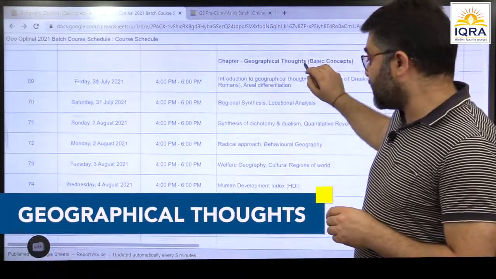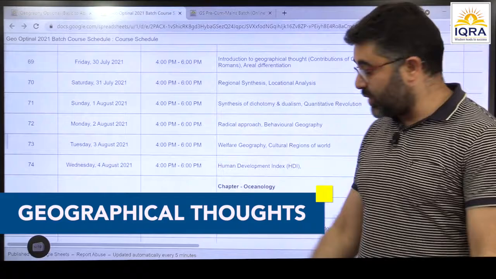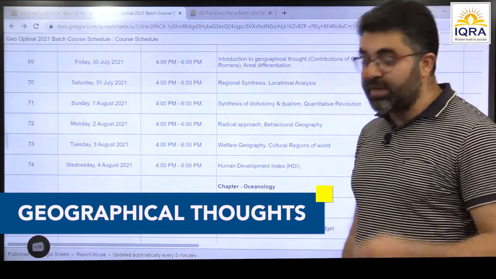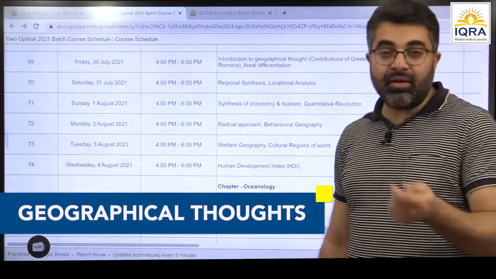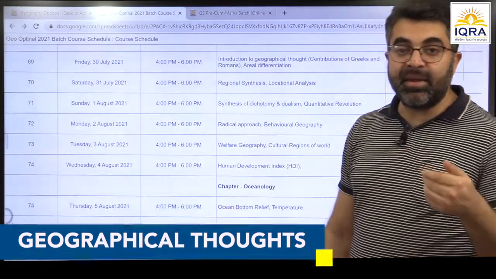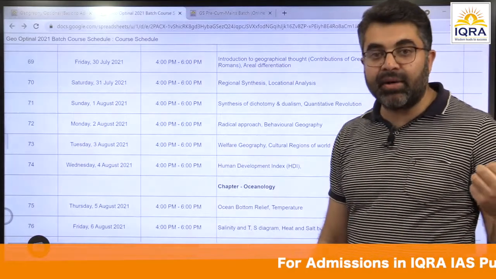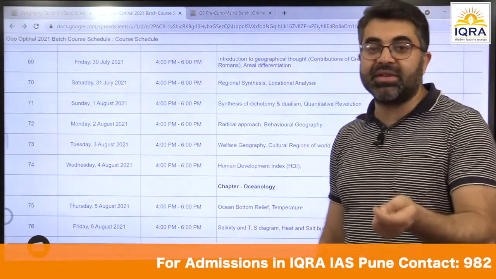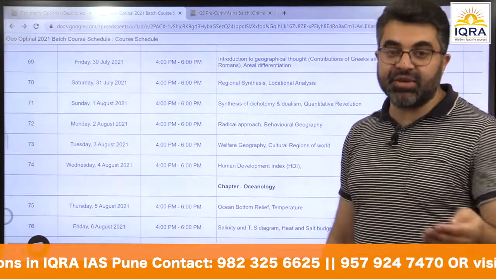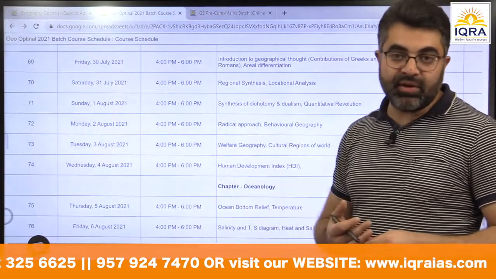Then will be followed by geographical thoughts, the most important topic of your geography. I'm sure a lot of people would be hoping that we start with the geographical thoughts, but trust me, most of us who take optional in UPSC mains examination, we don't choose the subject which is in our background. Very few people, just 1% of candidates, take optionals from their graduation subjects. So we presume that most of you have not studied geography in your graduations.